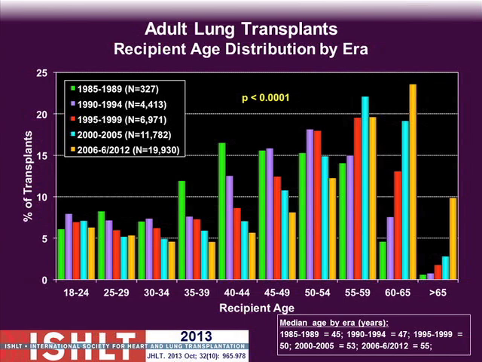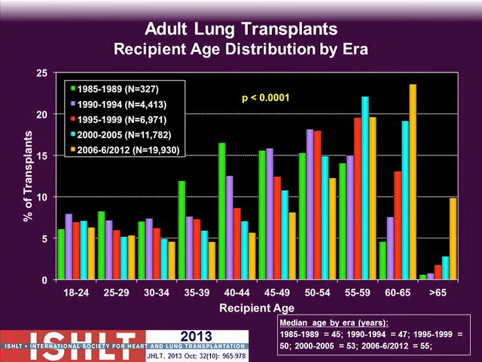One of the other controversies that exists out there, and a relative contraindication to transplant, is age. Many transplant centers still define an age cutoff for transplant eligibility, and usually that's 65 years old. It's kind of been arbitrarily assigned.